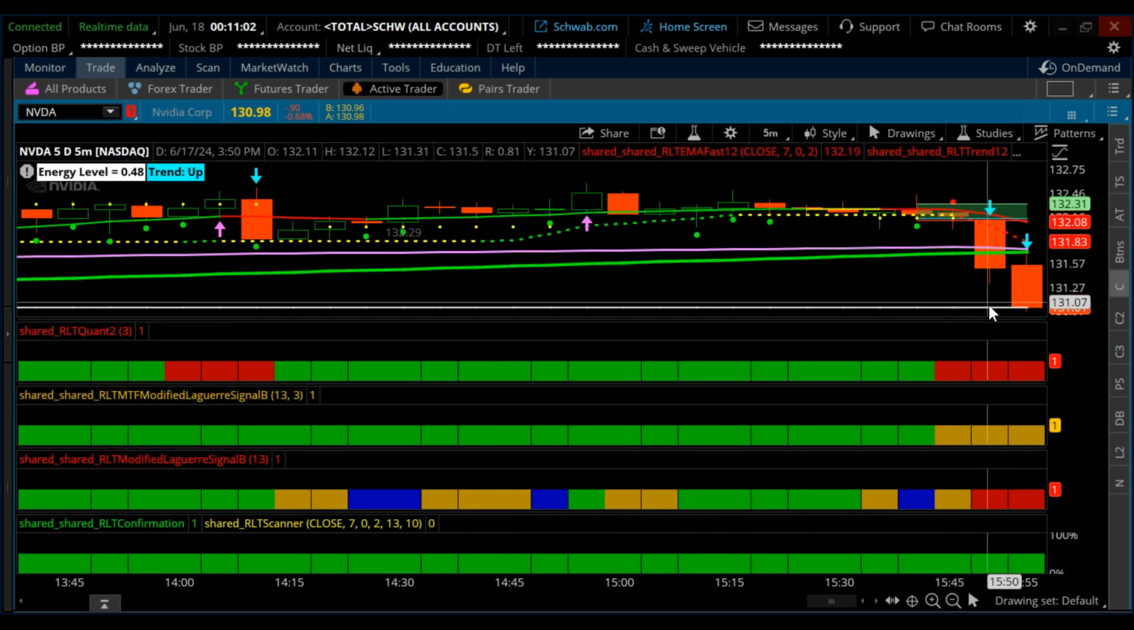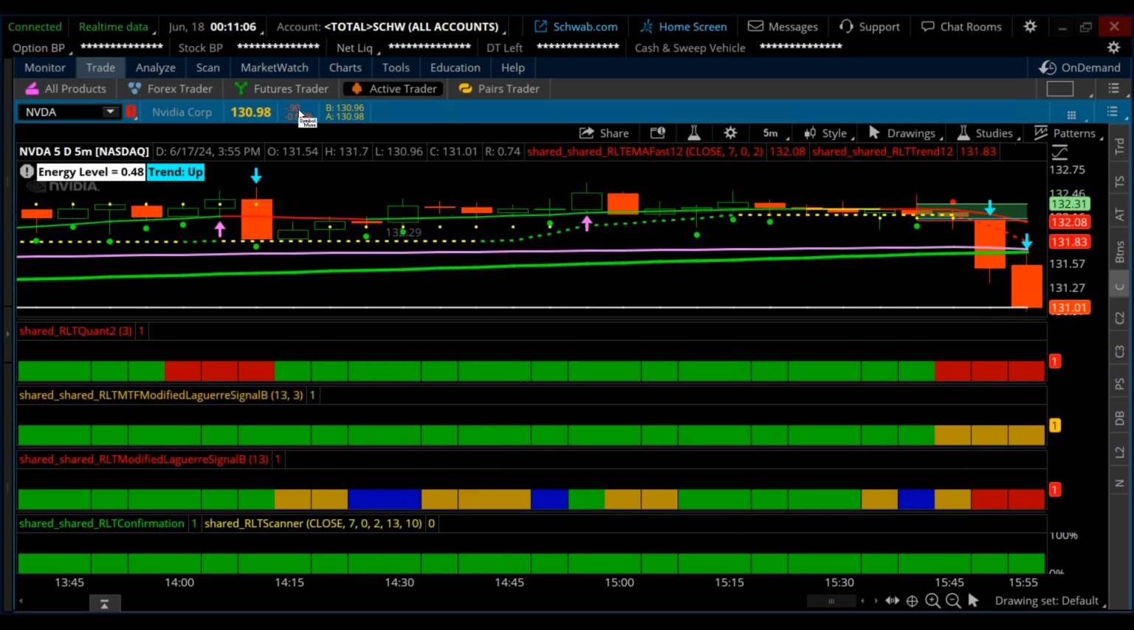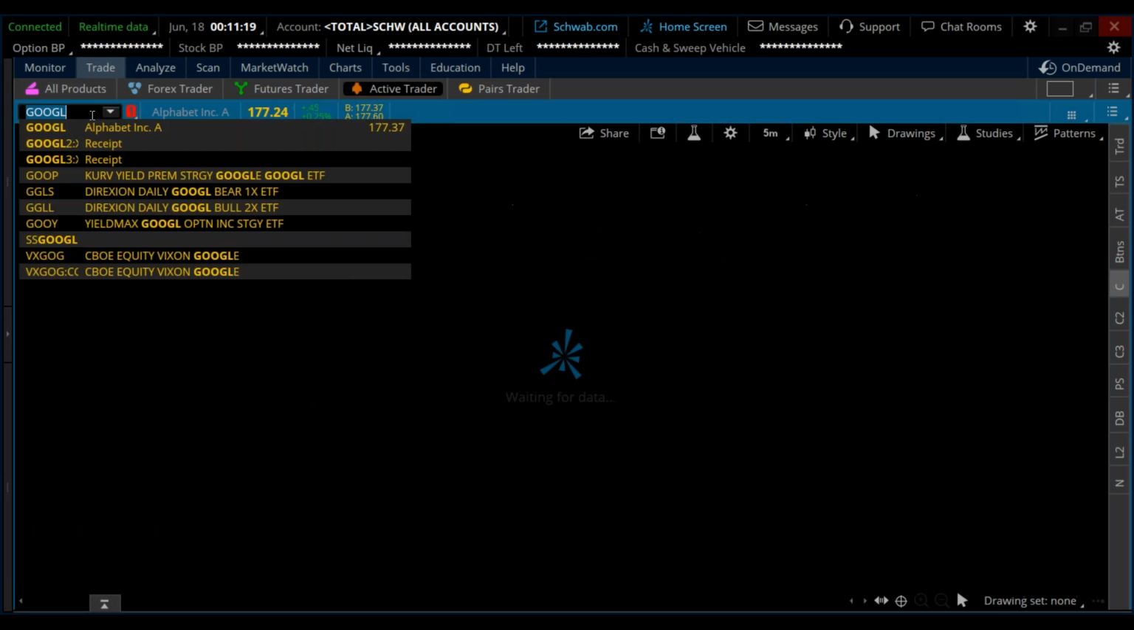Pull back right to the pivot point at the end of the day, but again, the market pulled back a little at the end. It was only down just 10 cents or so, so pretty nice. So you can do this for any stock that you want to. I mean, if you look at Google, we're in a trade on Google right now.